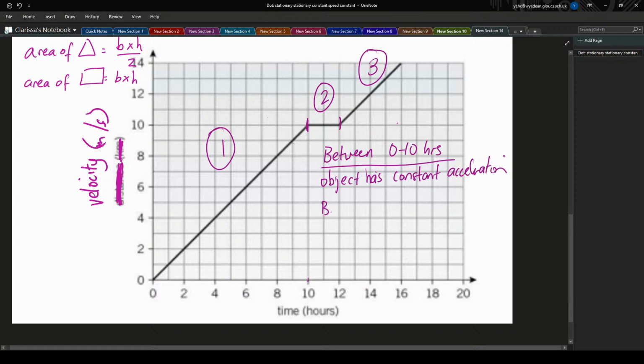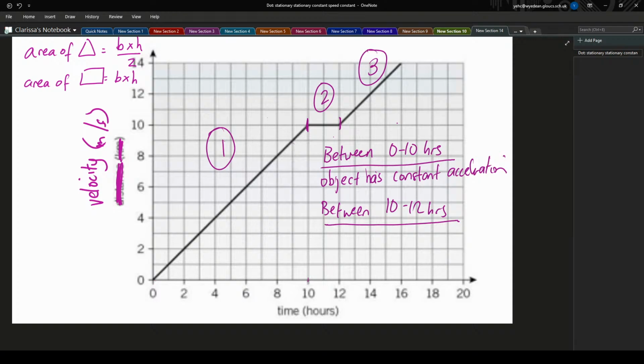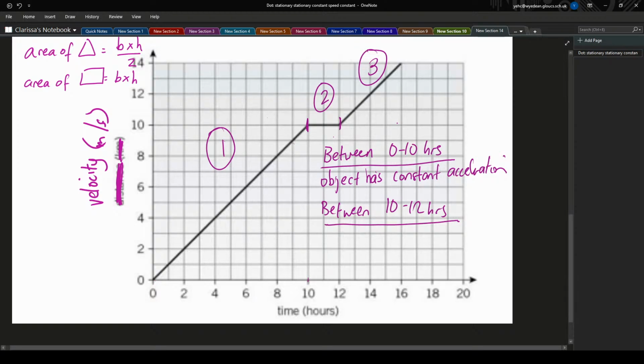Now, between the next bit of my graph, 10 to 12 hours, what is happening here? Well, the line has gone flat and horizontal completely. Now, this is where you have to remember the difference between a distance time graph and a velocity time graph, because it's different for each. When a line goes flat on a distance time graph, that means then it's stopped. But when a line goes flat on a velocity time graph, it might not mean that.